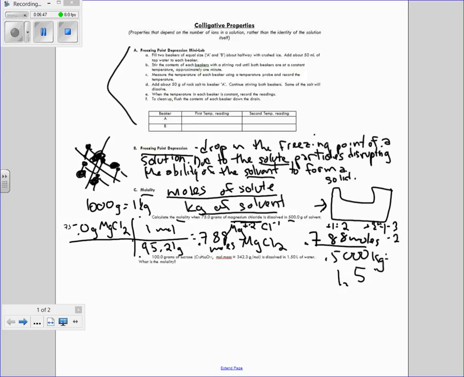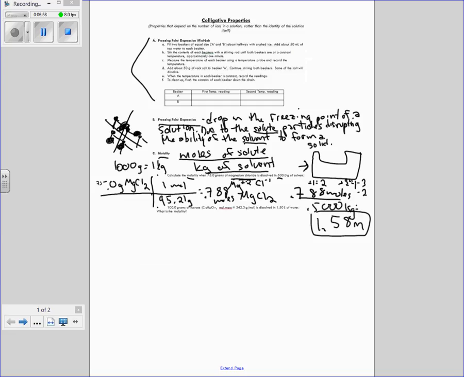of 1.58. Now the unit that goes with molality is going to be a lowercase m. Molarity was a big M, molality is a little m. Okay, let's keep going. Let's try one more.